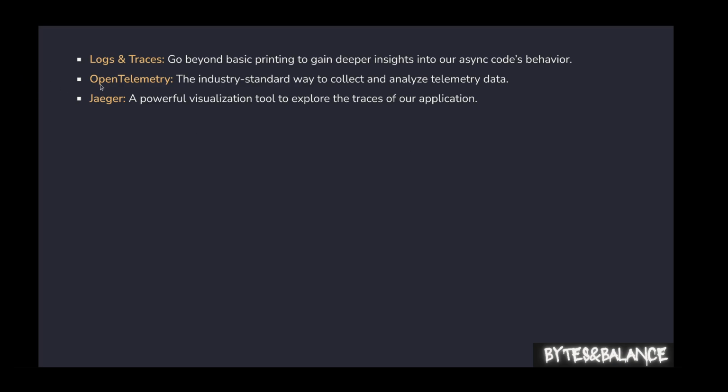The second concept is OpenTelemetry. OpenTelemetry is a powerful framework for gathering and analyzing telemetry data, including logs, traces, and metrics. It's designed to be vendor agnostic and open source, and that's why it's very widely adoptable. By integrating OpenTelemetry into our Rust program, we can easily instrument our code to generate detailed traces.